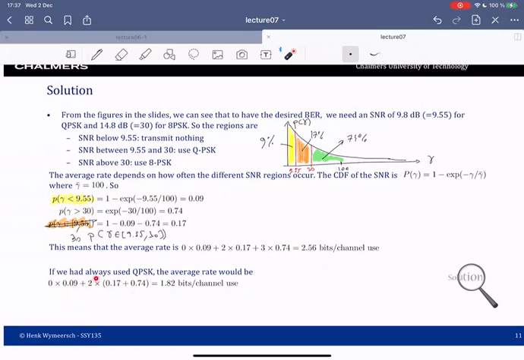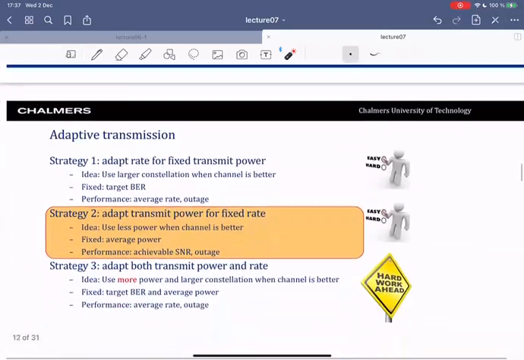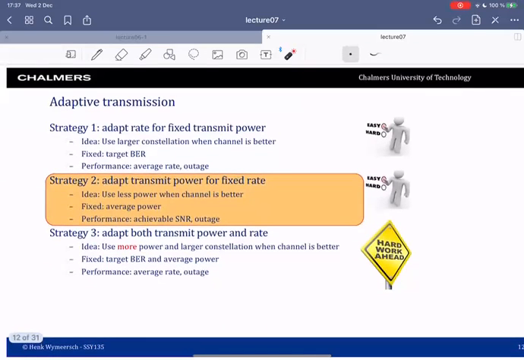On the other hand, if we only did QPSK, then the average rate would be 1.82, right? Because there's still outages, and then all the remaining time we will use 2 bits, so this is less. And you could do the same exercise for 8 PSK, and you will also find that it's less than 2.56. Good, this concludes the first strategy.